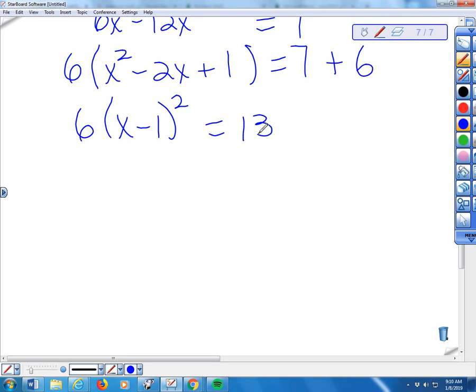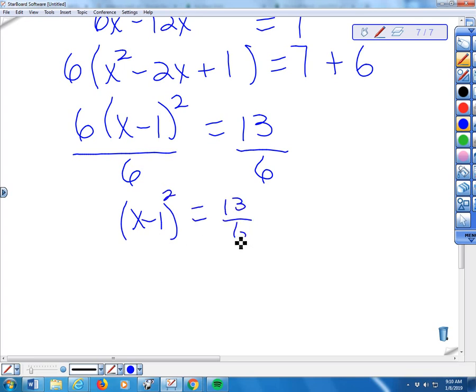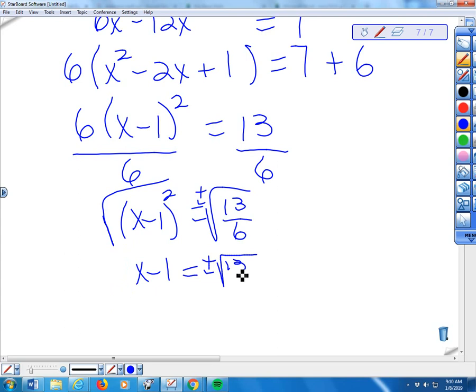How do I solve this now? I can't take the square root yet. You have to isolate the parenthesis, the perfect square binomial. Divide by 6. So I have x minus 1 squared equals 13/6. Now I'm going to take the square root of both sides, plus or minus. And I have x minus 1 equals plus or minus the square root of 13/6.